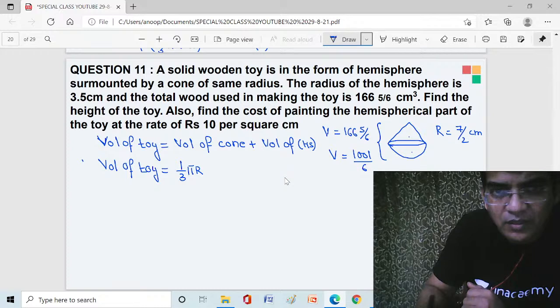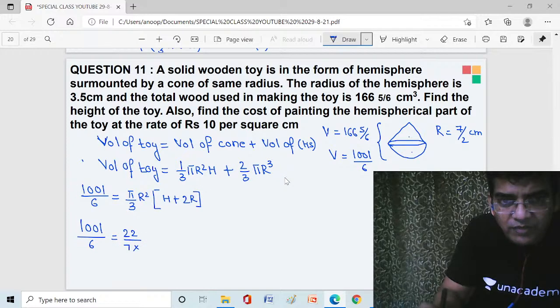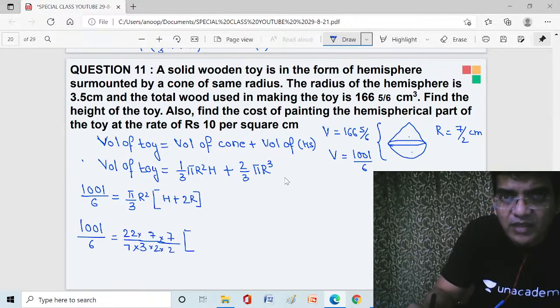Now on the right side, let me substitute the values. Pi is 22 by 7, okay. Then in the denominator we have upon 3, okay. Then we have r square in the numerator. Radius is 7 by 2, so you can write 7 by 2 into 7 by 2. And then within the bracket I have h, that is the height, and the height we have to find of this conical portion. Height is unknown, and then we have twice the radius, twice of 7 upon 2.